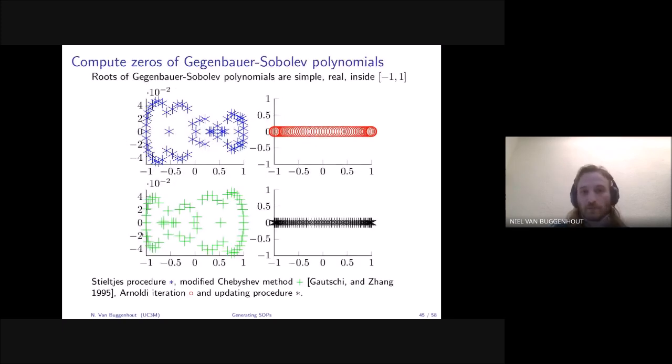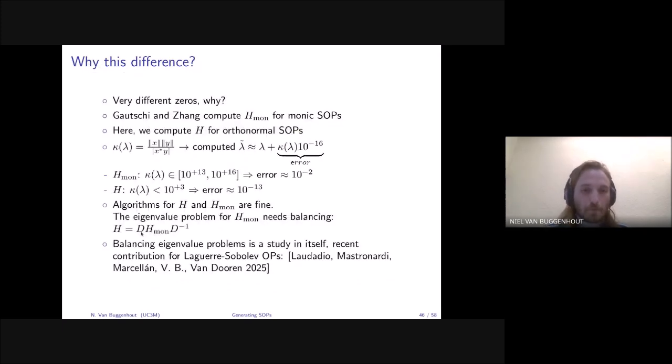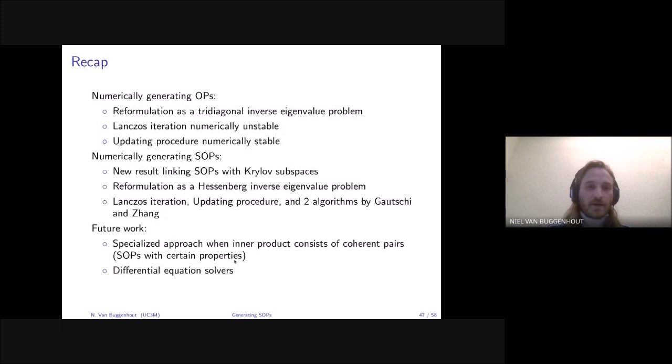So here, then we would have on the left side the same as we see on the right-hand side. But balancing eigenvalue problems is a study in itself, so even when we have the recurrence matrix, it's not so simple to compute the zeros of Sobolev orthogonal polynomials, and we have one recent publication which focuses on this balancing problem itself. Okay, well, I will not go over the recap.